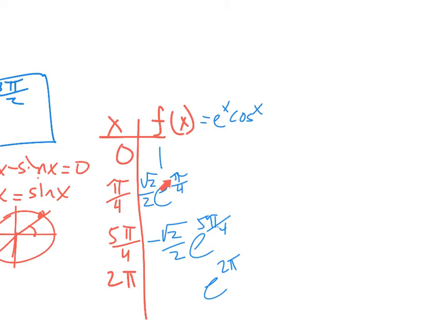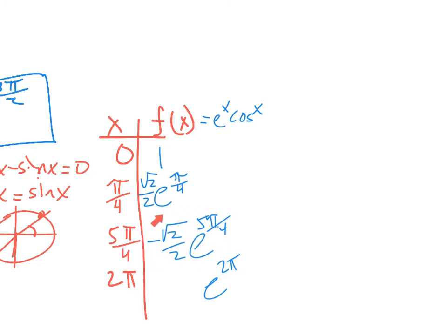Root 2 over 2. Well, the key is it's positive. Okay, we don't need to think too much about this. Root 2 over 2 is about 1.4 over 2, so this is like 0.7 times e to the 3/4. And so, yeah, it's positive.